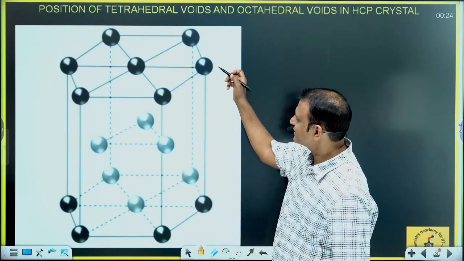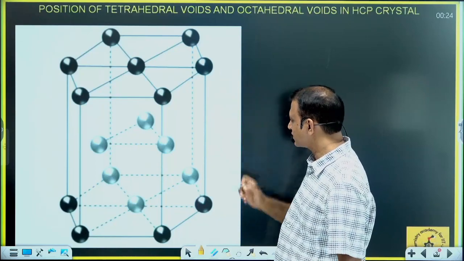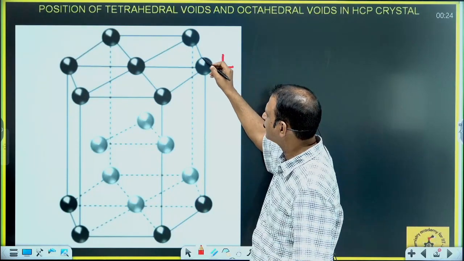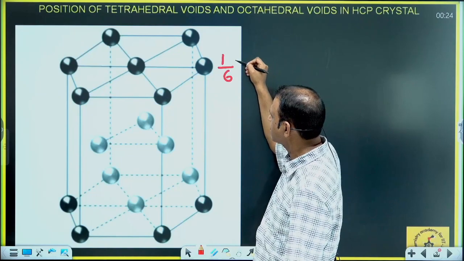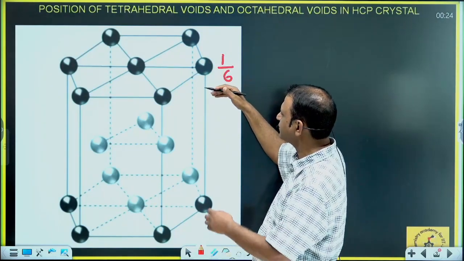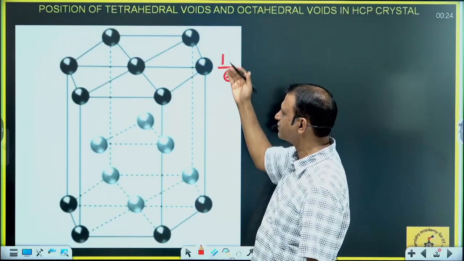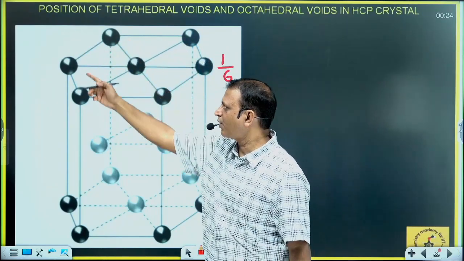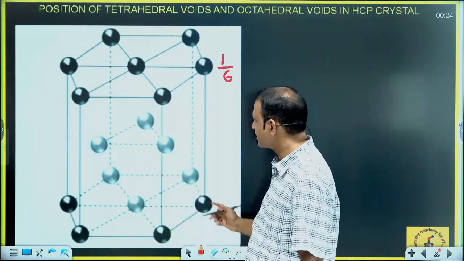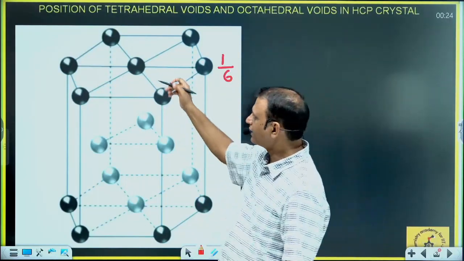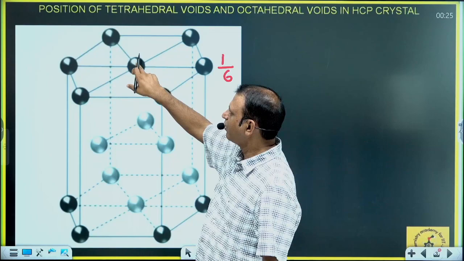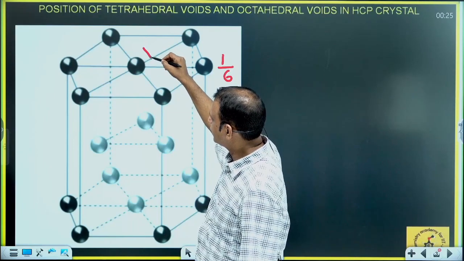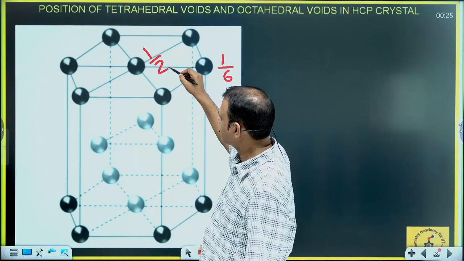So the atom present at the corner of this hexagonal prism has a contribution of 1 by 6 because this angle is 120 degrees. So two more hexagonal prisms are required to cover 360 degrees, and we can place three more hexagonal prisms over these three. So its contribution is 1 by 6. So all the atoms present at the corners of the top and bottom face have a contribution of 1 by 6. The atom present at the center of the top face and bottom face is shared between two hexagonal prisms, so its contribution is half.